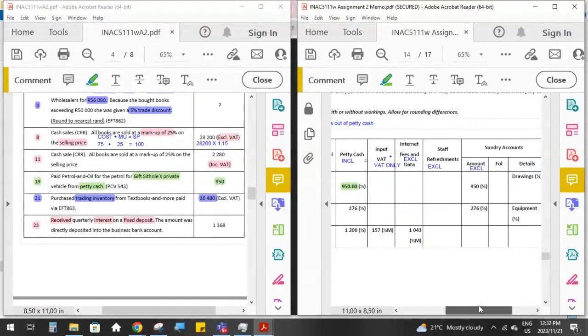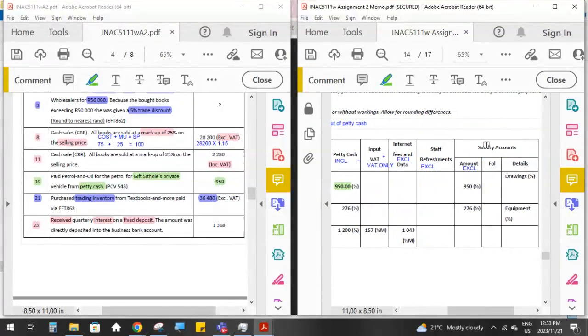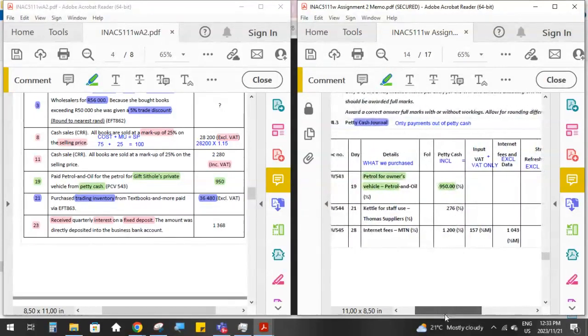And because it is the amount, it's not internet fees, it's not staff refreshment, so it must go under sundry accounts, the total amount. And the account that we will be debiting is the owner's drawings account. So we write there drawings. Not petrol, because it's not a business expense, it's an owner's personal expense. So we must decrease the owner's equity by debiting the drawings account. And there's no VAT on petrol, so even if this was a business petrol expense, we still would not put anything under the VAT column. Okay.